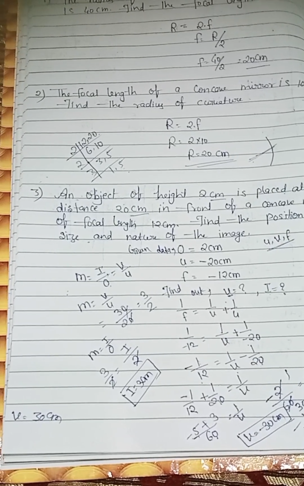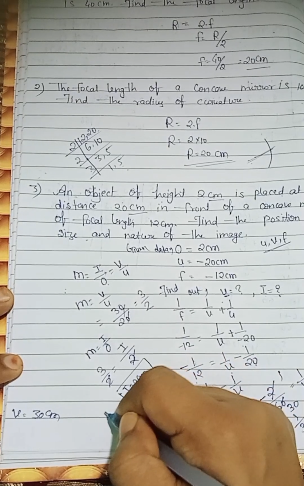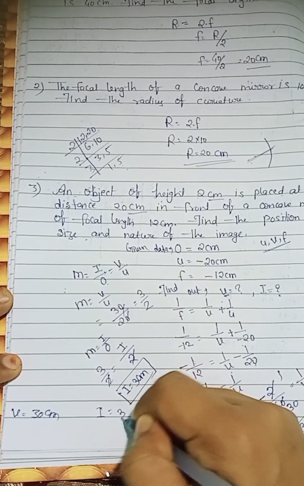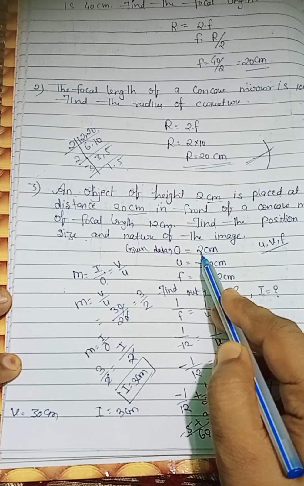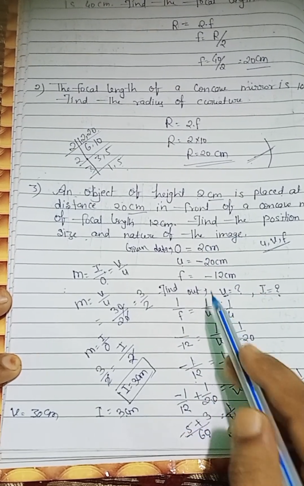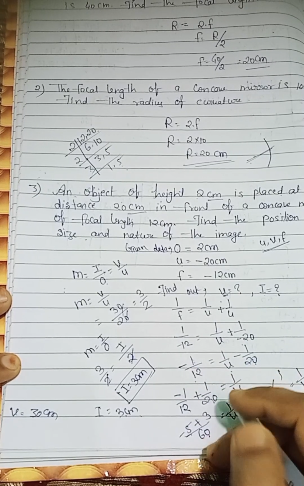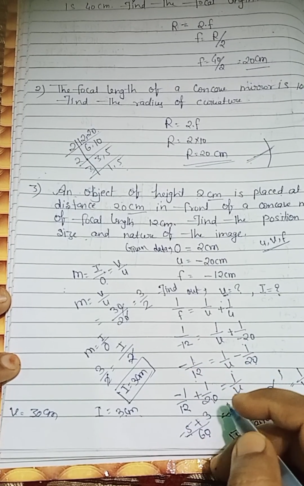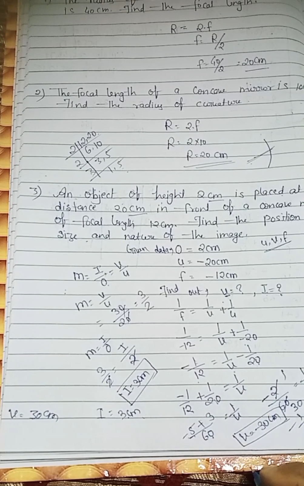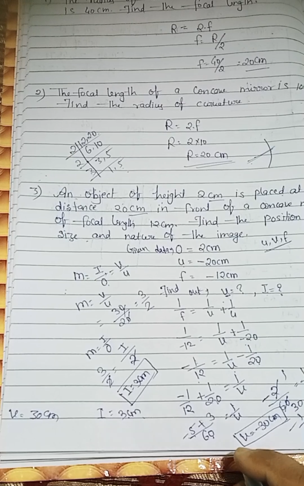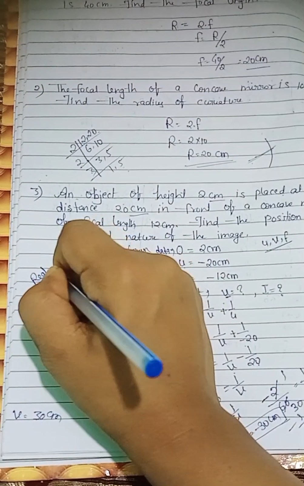Okay. The next is given the size of image. So the size of image I is equal to 3 centimeter. You can see that O is 2 centimeter and I is 3, means the object is smaller and the image is bigger. That is why the image is magnified, and because it is magnified and it is in front of the mirror, and whenever the image is in front of the mirror, it is always real image.